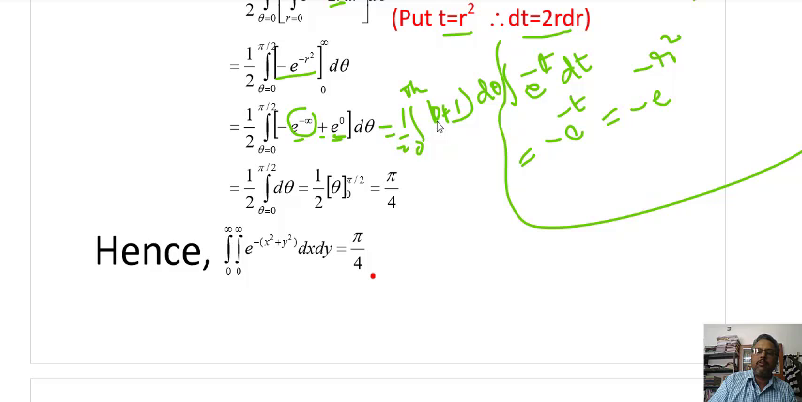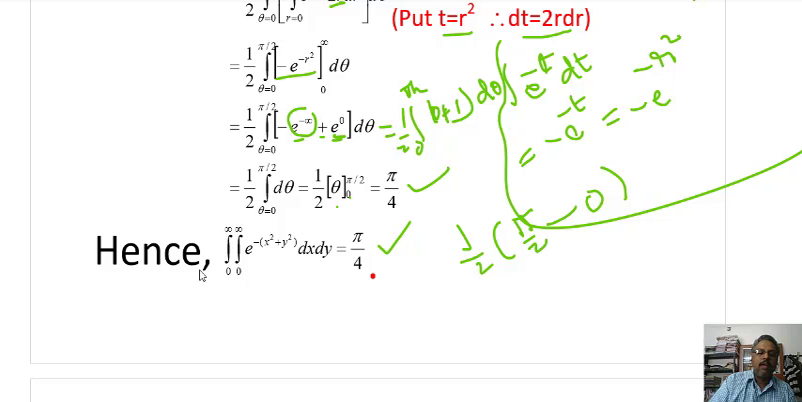Now adding the 0 plus 1 is nothing but 1. Again integrating with respect to theta, integral d theta is theta, limit 0 to pi by 2. Then what happened? 1 by 2 into pi by 2 minus 0, which is nothing but pi by 4. So hence the double integral of integral 0 to infinity e power minus (x square plus y square) dx dy is pi by 4.